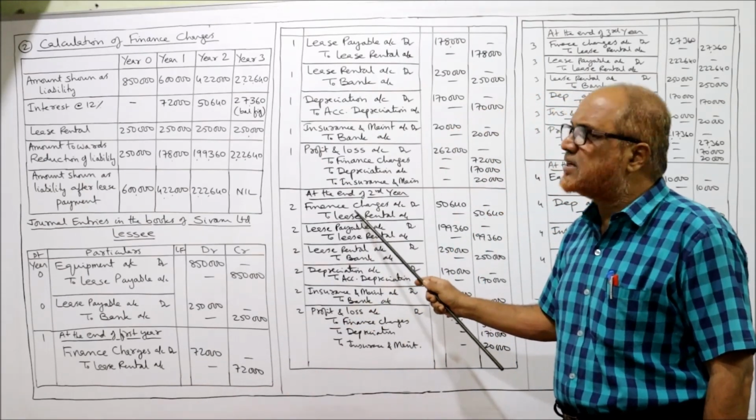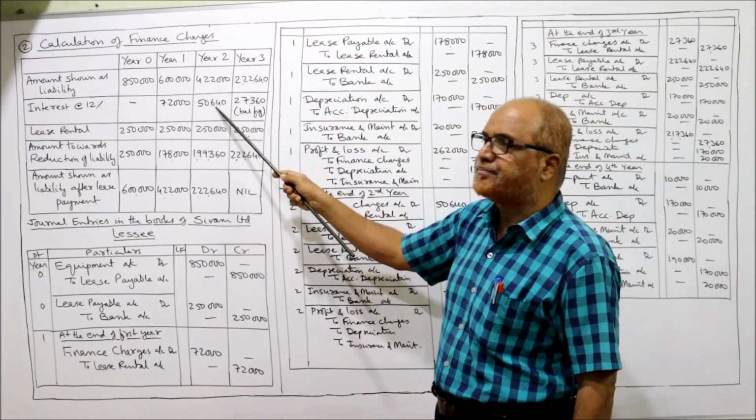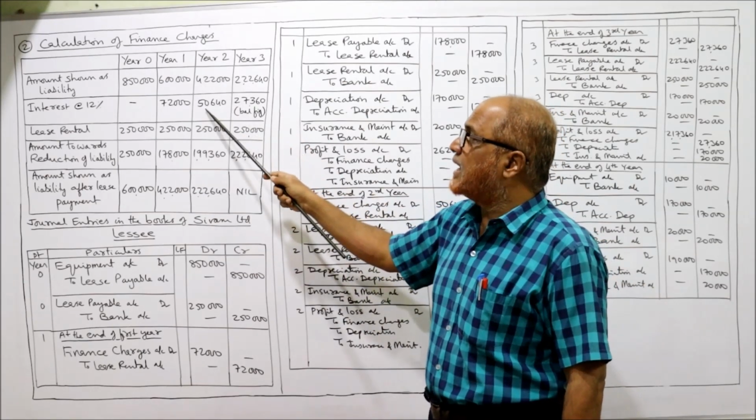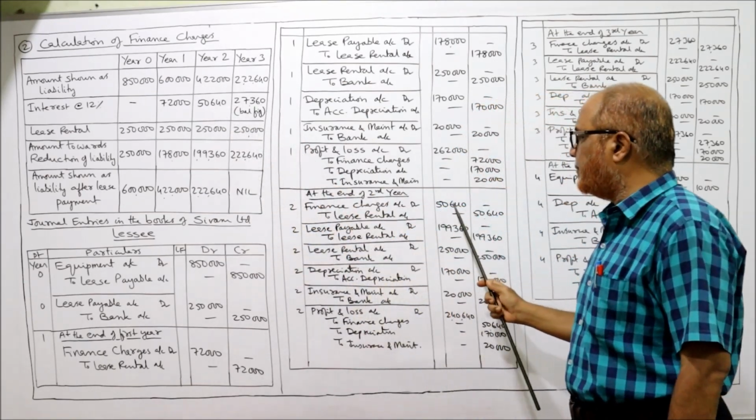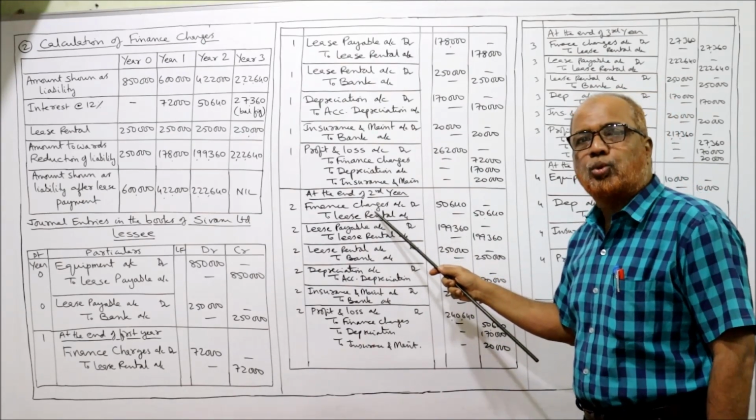Finance charges account debit to lease rental. What is the finance charges? 50,640. Second year finance charges 50,640, being the finance charges due.